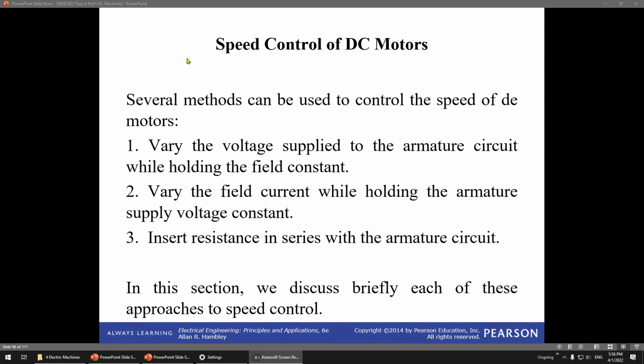Okay, let's move on to the next part, speed control of a DC motor. When it comes to a DC motor, several methods can be used to control it. So the first one is by varying the voltage supply to the armature circuit while holding the field constant.